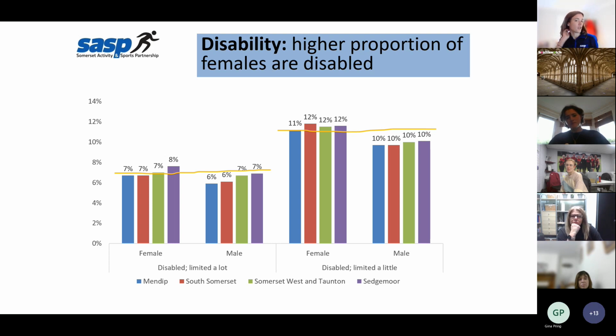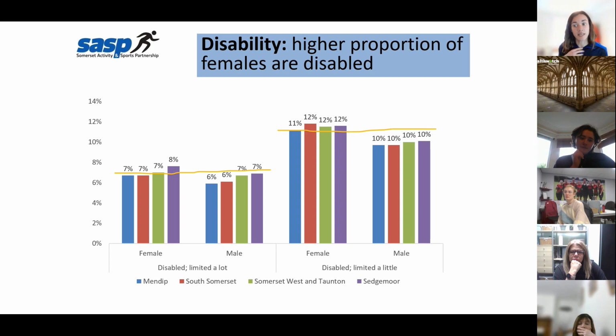And what we can see here is that on the left-hand side, the male and female figures are for those who reported that they have a disability and it limits them a lot. It's a lot lower than those who have reported that they have a disability and it limits them a little. But as you can see, it's slightly higher for females for limited a lot, and again slightly higher for females for those limited a little. And as you can see, there's no real difference across the different regions. It's very similar across the different regions. So that gender split does carry on throughout all of our regions, and it's not specific to one particular area or region of Somerset.